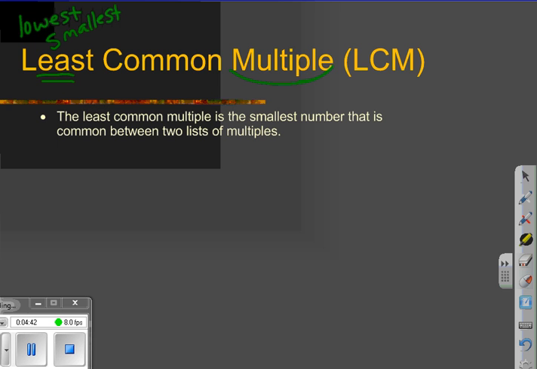Common. If Katrina and I have something in common, it means we have something that's the same or alike. Common means same or alike. You are trying to find a multiple that is the same between two numbers, and the least of them. Okay? So the least common multiple is the smallest number that is common between two lists of multiples.